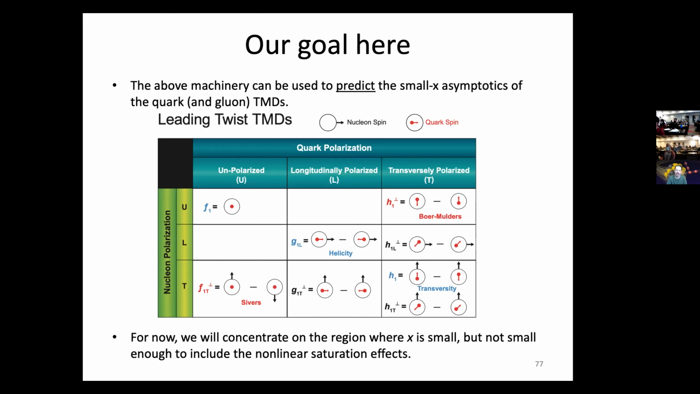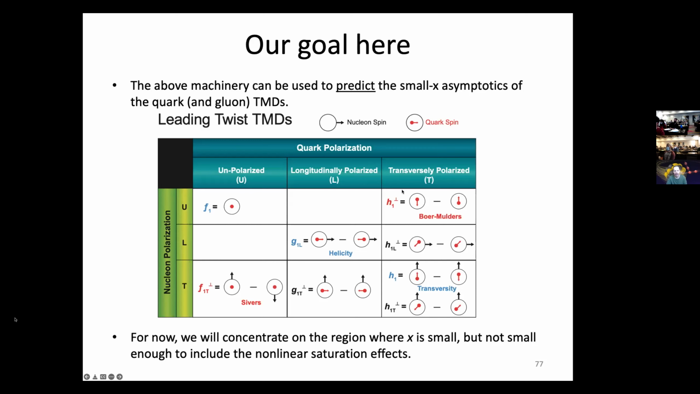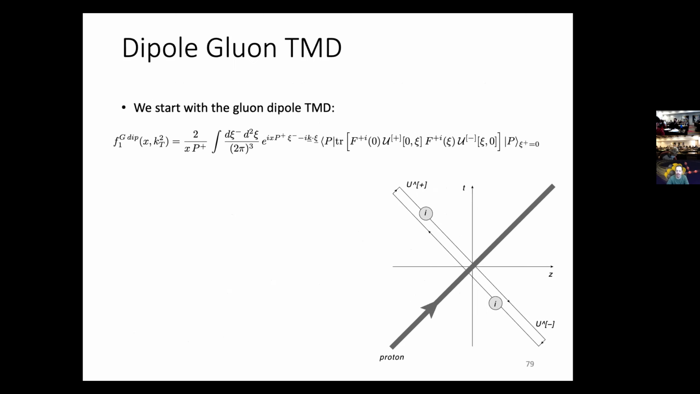Since we have very little time, let me just hit on some main points. I want to travel around this table. I'm pretty sure not every TMD in this table do we know the small x asymptotics for, but some of them, yes, we have studied. We being the small x community and the TMD community. Let me just hit on some of the more important ones.